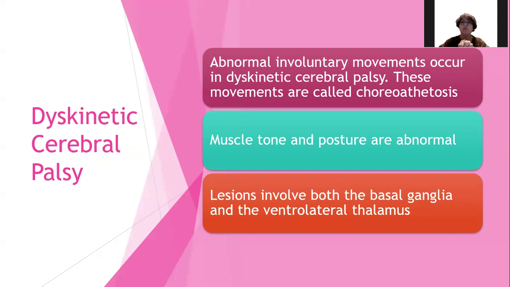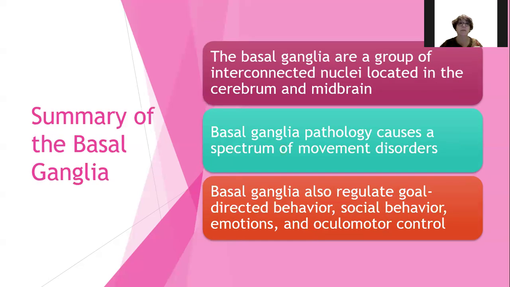Muscle tone and posture are abnormal, and there are CP lesions that involve the basal ganglia and part of the thalamus that happen before or around birth. And so it's non-progressive, but the movement disorder is characteristic of dyskinetic cerebral palsy.